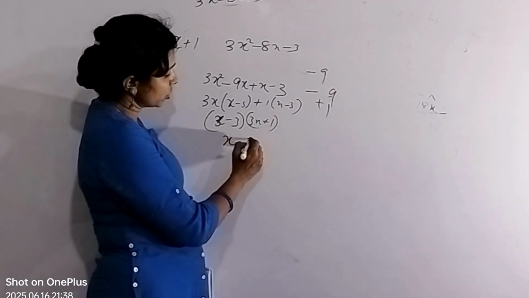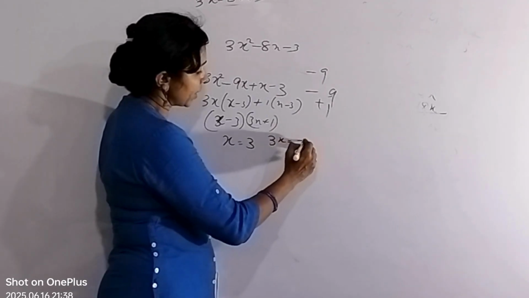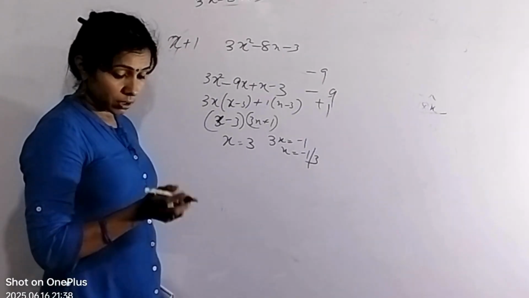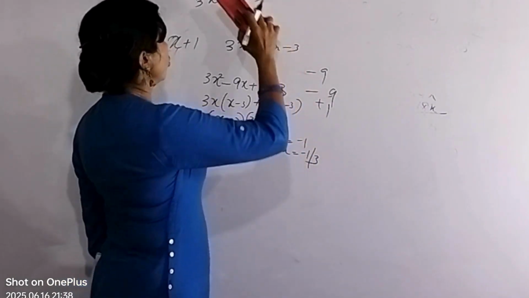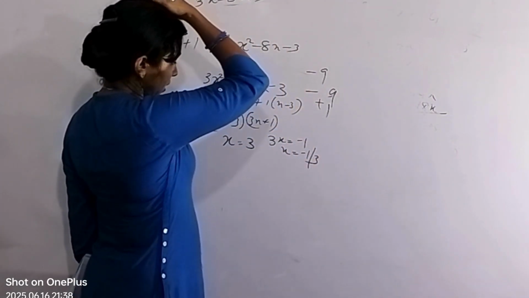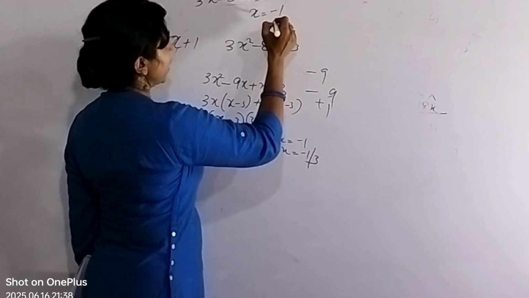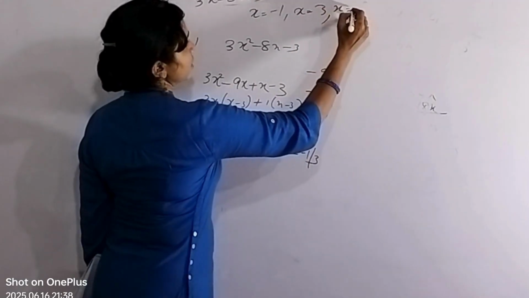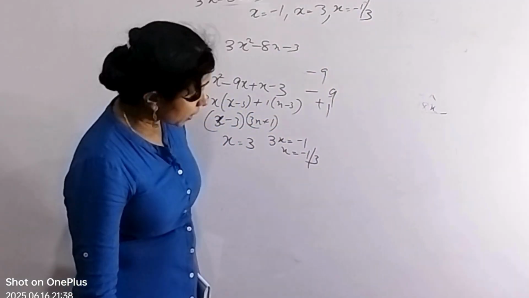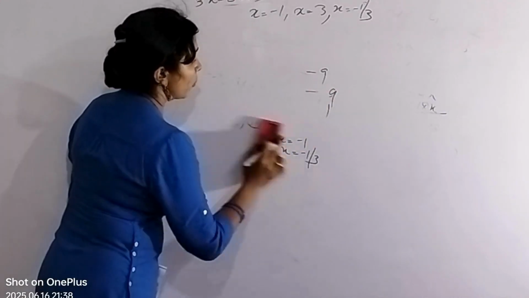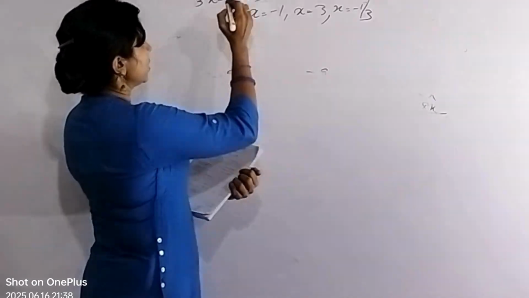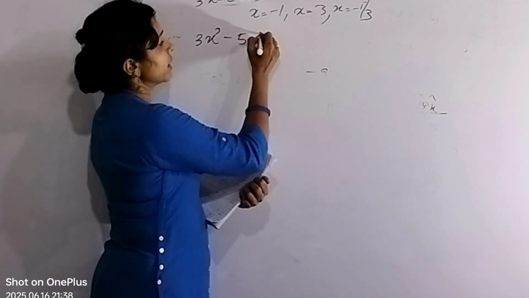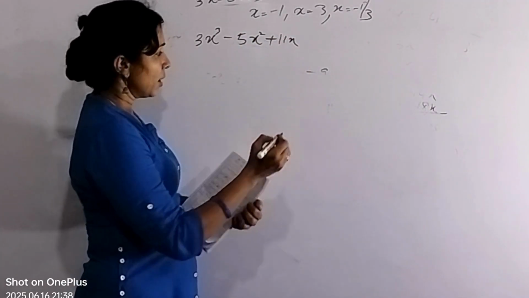So x is equal to 3 or 3x is equal to minus 1, and x is equal to minus 1 by 3 are the other two zeros of this cubic polynomial. So x equals minus 1, x equals 3 and x equals minus 1 by 3 are the zeros of my polynomial, which is 3x cube minus 5x square plus 11x minus 3.